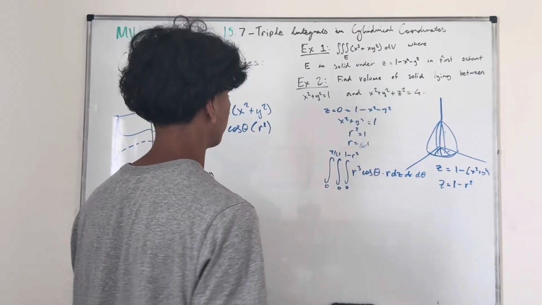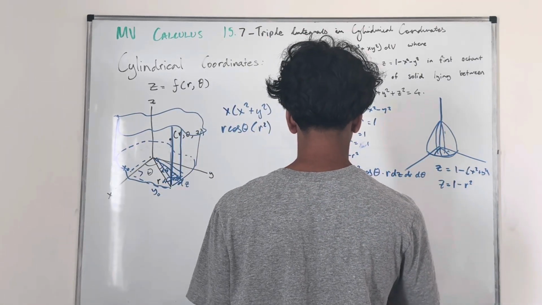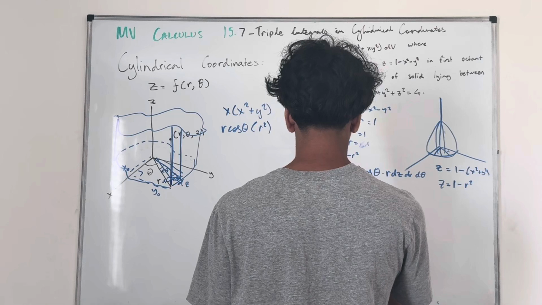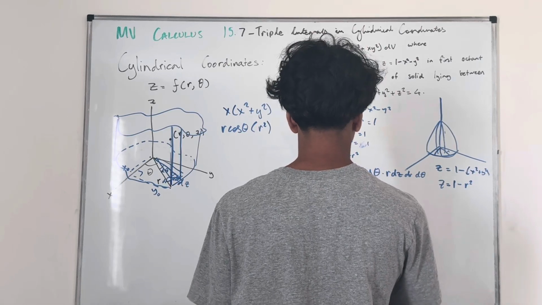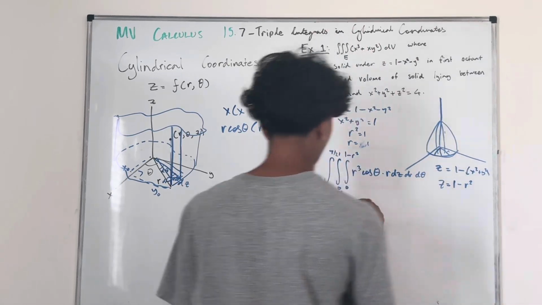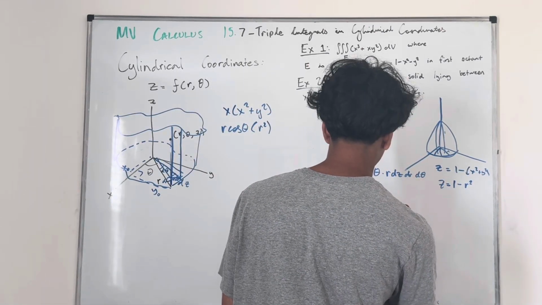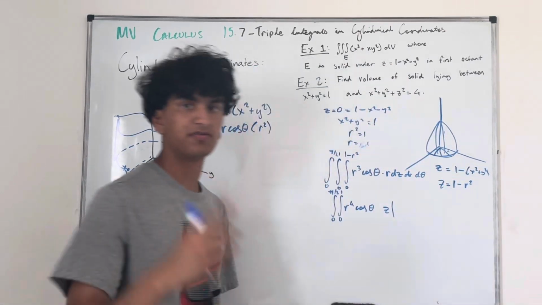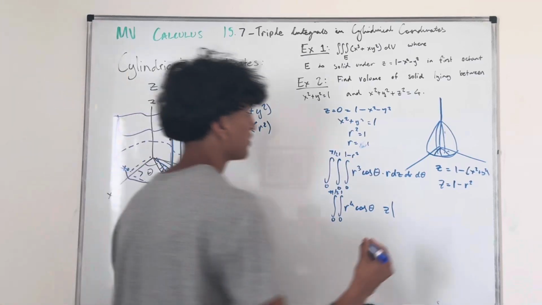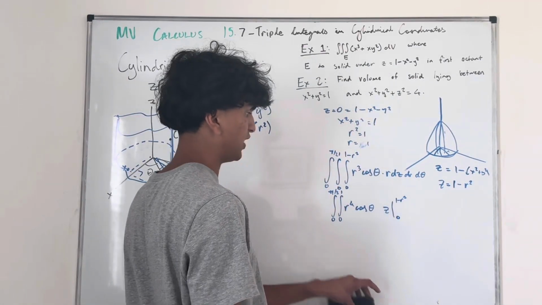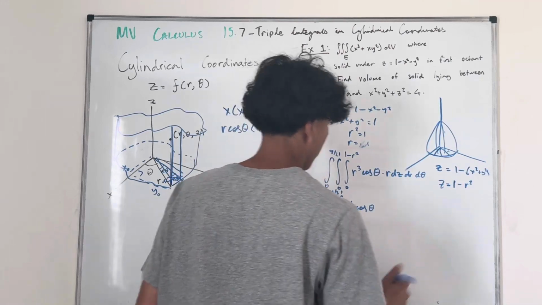So the first integral is pretty simple, right? Nothing in the integrand depends on z. So it would just be what we have. So r to the 4th, because you multiply the r by r cubed, cosine theta, times z, right? The antiderivative of 1 is just z plus c, from 1 minus r squared to 0, which would just end up being, by FTC, just 1 minus r squared.